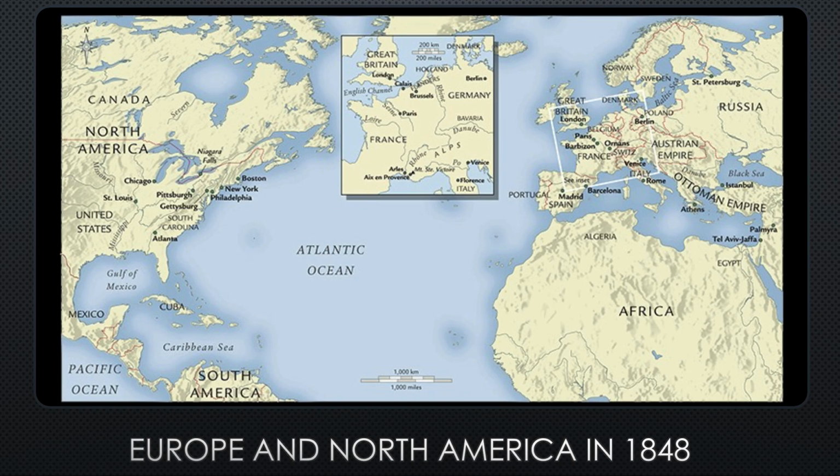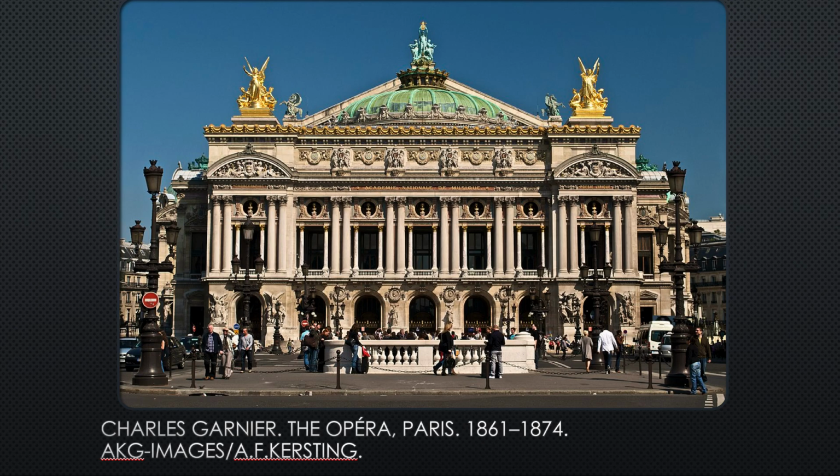So here's your map. And we're going to start off by looking at some architecture. And this is in Paris. This is a building designed in the middle of the 19th century. Look at the dates on this, by Charles Garnier. He planned the Paris Opera in 1861 to be a central point in the redesign of Paris under Napoleon III in the 1850s.